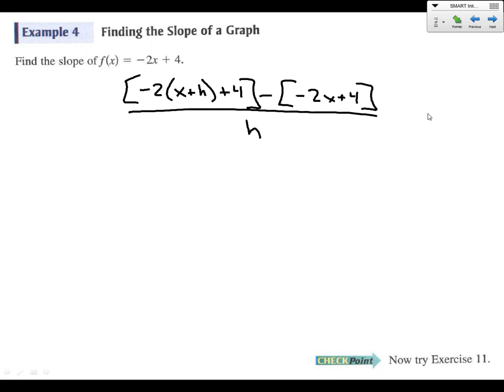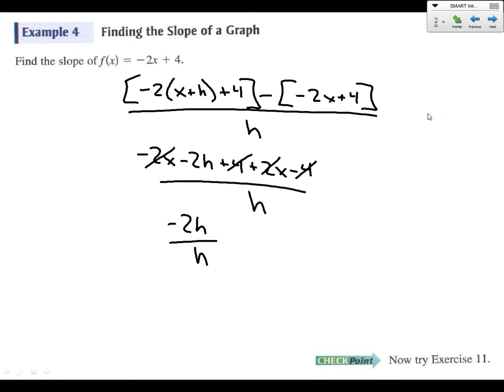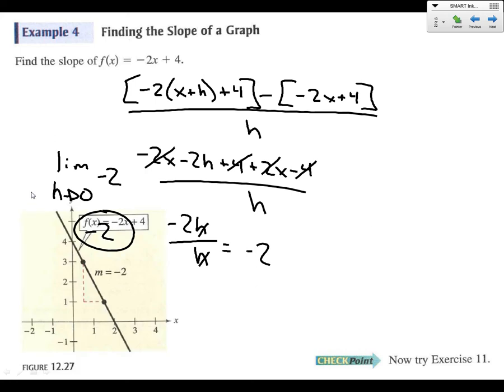Let's clean this up. So we've got negative 2x minus 2h plus 4 plus 2x minus 4 all over h. What cancels? The 2x cancels, and the 4 cancels. We've got negative 2h over h, which is negative 2. The limit as h approaches 0 of negative 2 is just negative 2. So that's going to be the slope of this. No matter where we go, the slope is negative 2. All right, so we can see the graph here. It's a straight line, so the slope's going to be the same no matter where we are on this graph. All right, you're up.